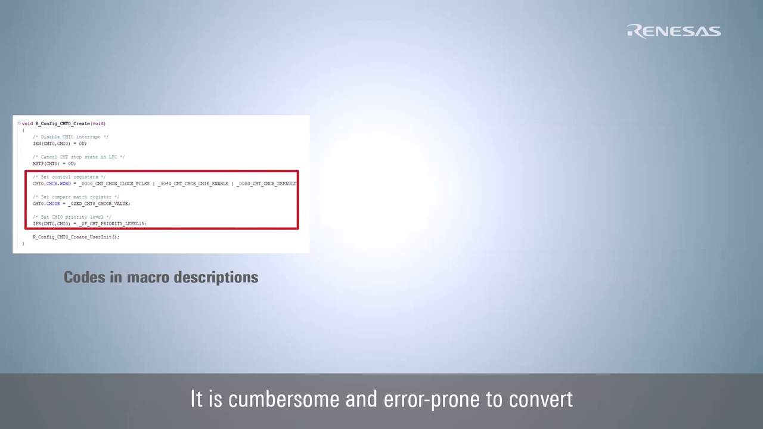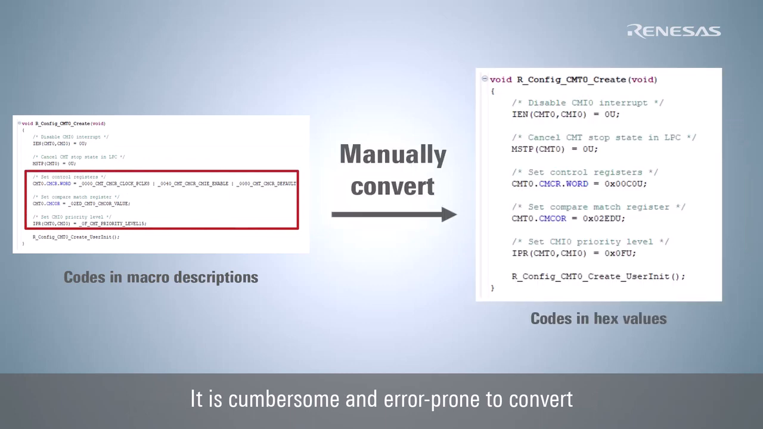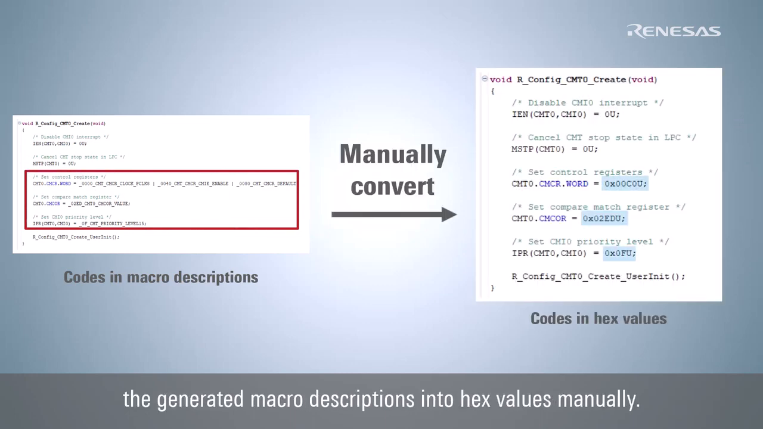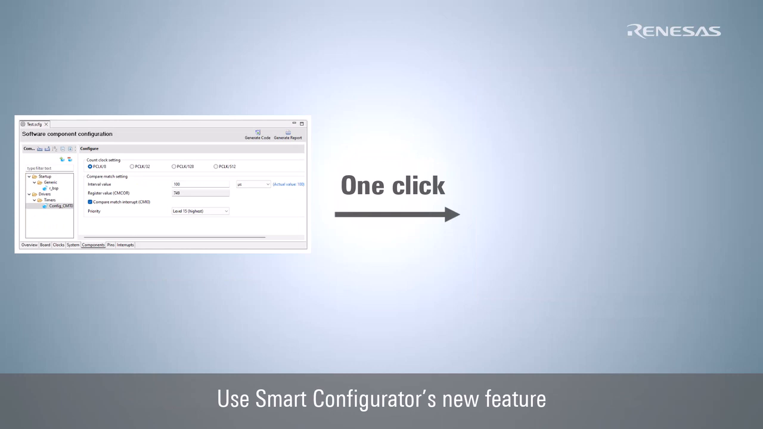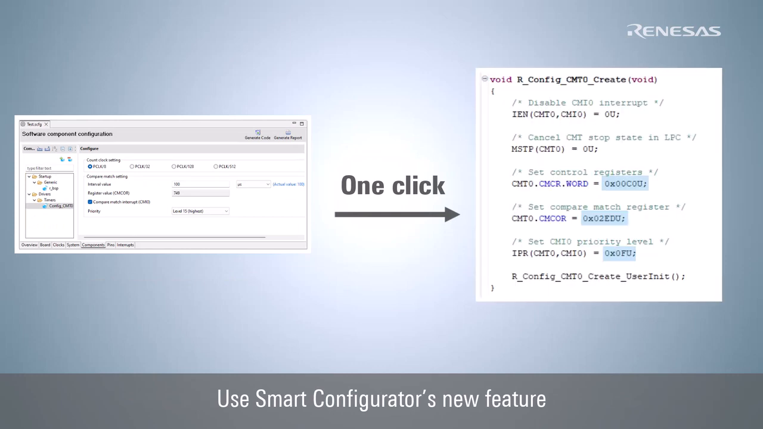If you need to convert the generated macro descriptions into hex values to meet your project requirements, it can be cumbersome and error-prone. This video demonstrates how to use the new Smart Configurator feature to generate hex values for code generator drivers.